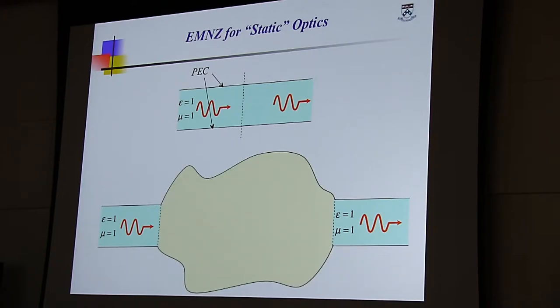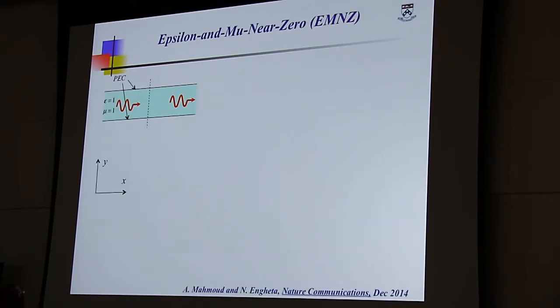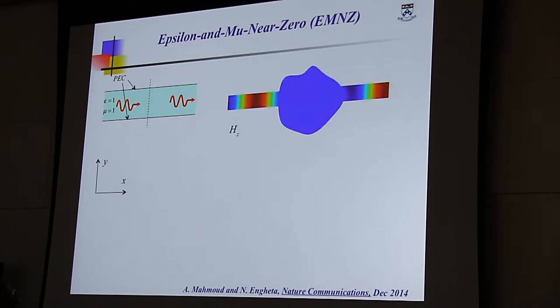In other words, what should be the material inside this structure with the arbitrary shape? This is not a Fabry-Perot. With the arbitrary shape, the transmission coefficient should be exactly like what you have over here. I want this entire region to behave as one point electromagnetically, even though it could have any size we want. The answer is that you have to have a structure where epsilon and mu are both near zero.